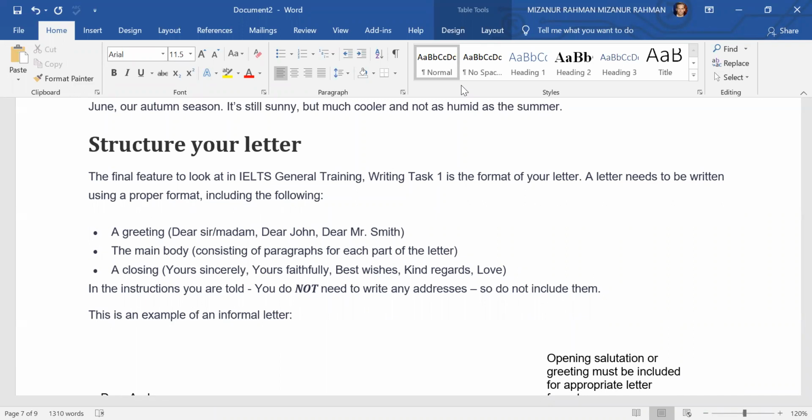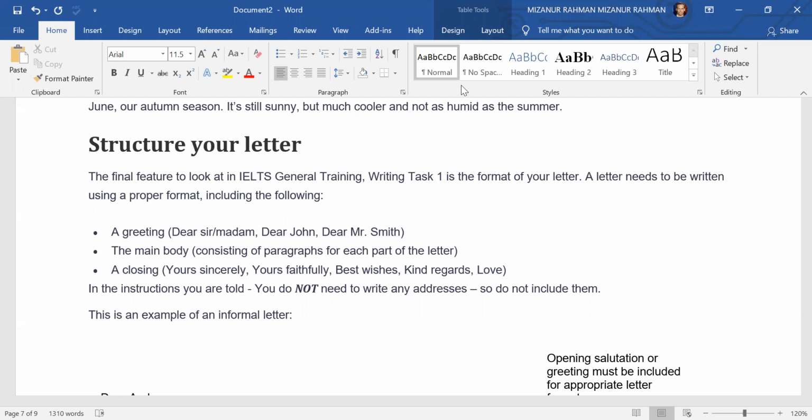Guys, tell me. Best wishes. Yes, sir, friend. No, just say best wishes. Yes. Okay, if it is informal, go for best wishes. And if it is formal, then what? Now you are learning a structured way.